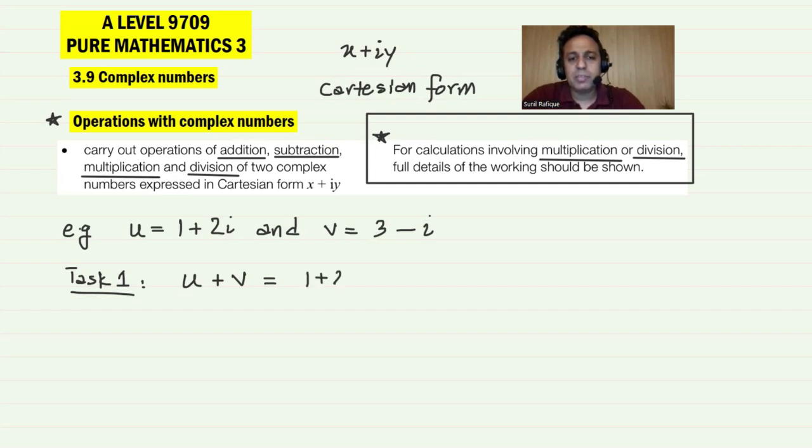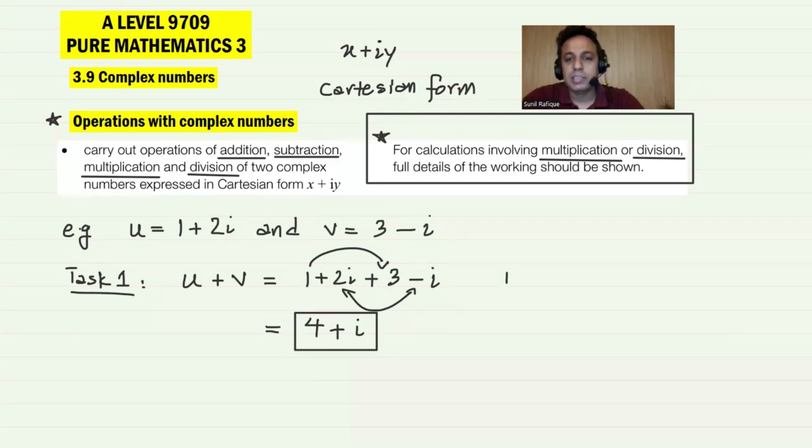Adding complex numbers is very easy. You can just add the real part to the real part and the imaginary part to the imaginary part, whatever the sign operation is. 1 plus 3, that's a 4. 2i plus i, that's a 3i. Wait, 2 minus i... that's my answer. Task 2: that's u minus v. Same, you can pause and do it on your own.